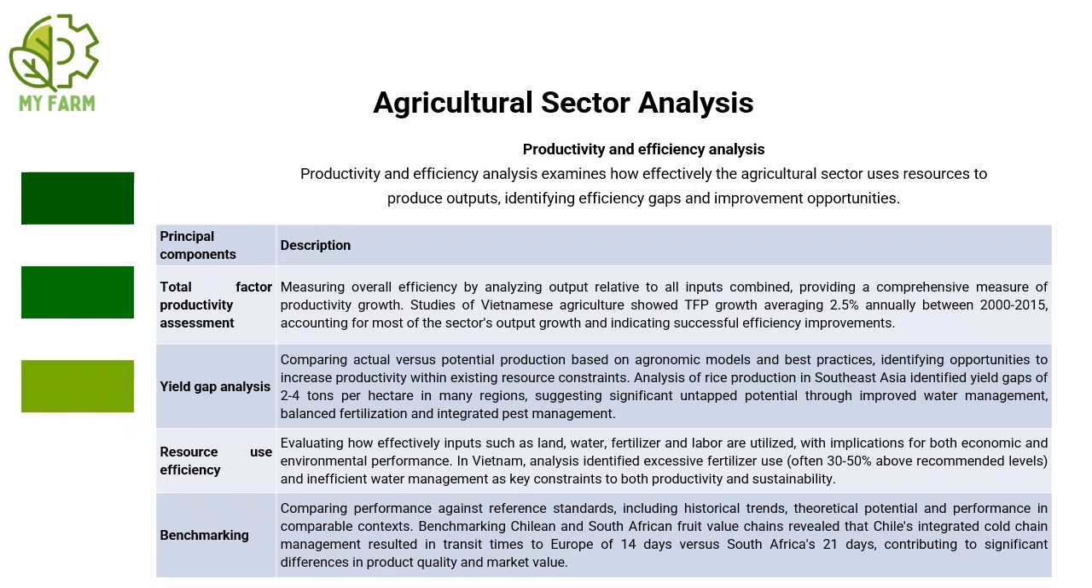Vietnamese analysis identified excessive fertilizer use, often 30 to 50% above recommended levels, and inefficient water management as key constraints to both economic and environmental performance. Benchmarking compares performance against reference standards. Comparing Chilean and South African fruit value chains revealed Chile's integrated cold chain management achieved transit times to Europe of 14 days versus South Africa's 21 days, contributing to significant differences in product quality and market value.